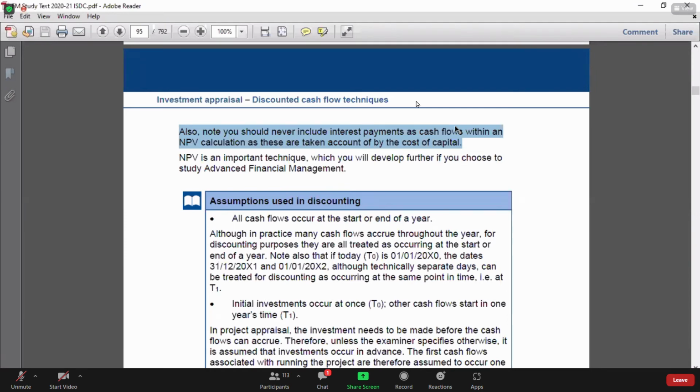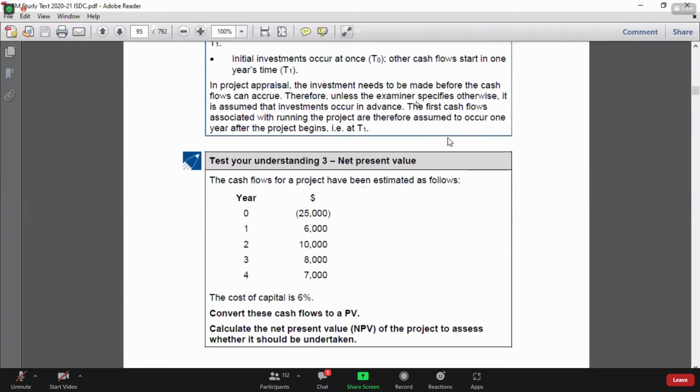Now NPV is an important technique, which you will develop further if you choose to study the advanced. The concept of NPV is there in your advanced financial management, but from our FM perspective, you need to know the calculation of NPV when the cash flows are even and when the cash flows are uneven, the effect of inflation on the NPV, and the effect of working capital on the NPV. These are certain tested elements relating to NPV. So I hope the assumptions are clear.